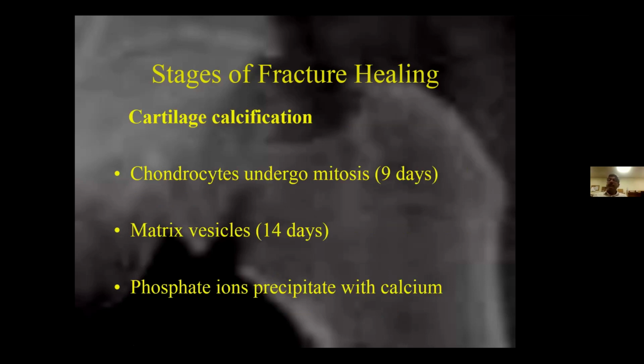Then you have to have something called cartilage calcification. So the cartilage which is there has to be calcified. And that happens, again, remember the figure, from 10 to 14 days. And the words we have to remember are that the chondrocytes will undergo mitosis. Starting, remember, at the magic figure, we said 10 days and going on to 14 days, with the vesicles. And tell the examiner, the phosphate ions precipitate with calcium. So that is your calcification.